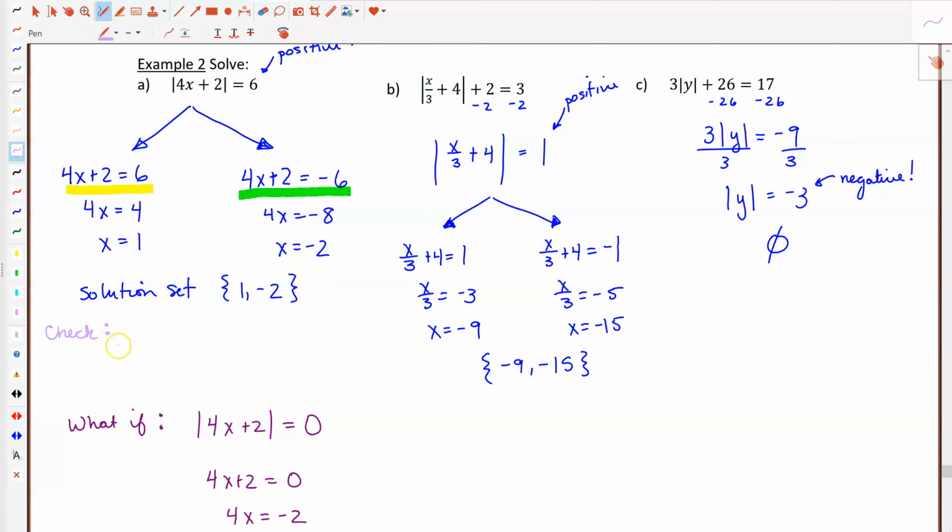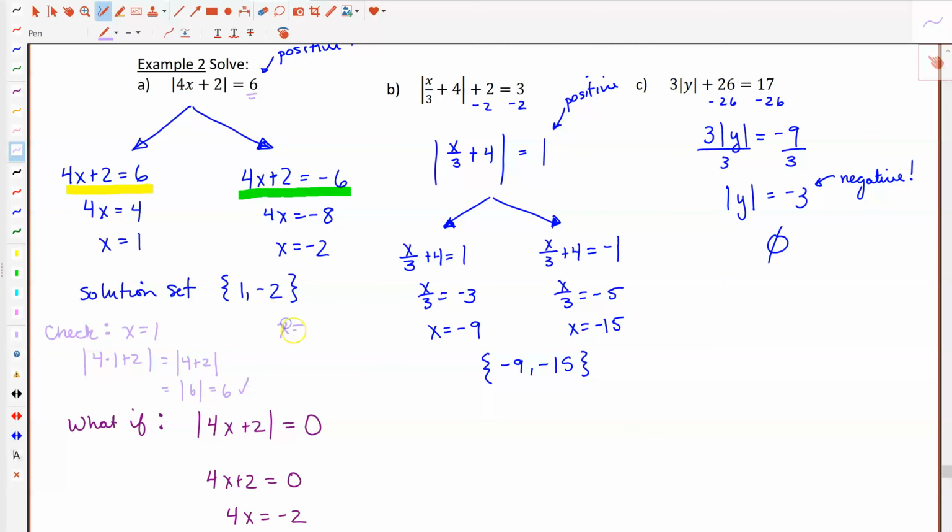All right, so first off, we're going to check x being 1. So in the original problem, I'll have the absolute value of 4 times 1 plus 2. That gives me the absolute value of 4 plus 2, which is the absolute value of 6. So this is asking me how many units is 6 away from 0 on a number line. Well, it's 6 units away, and that is exactly what I wanted it to be, so that works out.